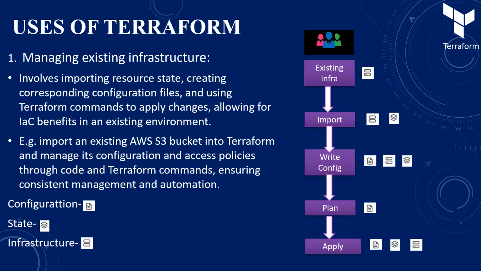So the steps for importing the deployed infrastructure: identify the resources that you want to import to Terraform. Write the configuration for the deployed resource. Run Terraform import to import the changes to a state file. Then run Terraform plan to review the changes between the Terraform configuration and actual state. Make the changes in the configuration to include the missing changes. After that, run Terraform plan again to make sure that the configuration includes all the attributes from the deployed infrastructure. Another example is we can import an existing AWS S3 bucket into Terraform and manage its configuration and access policies through code and Terraform commands, ensuring consistent management and automation.